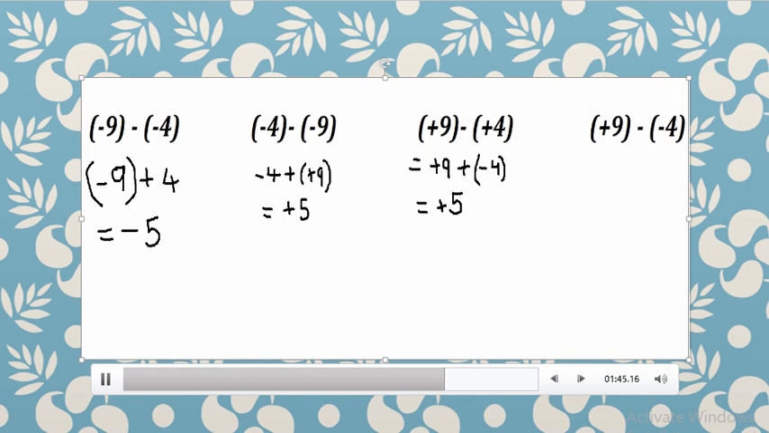Let us see this sum. +9 minus -4. To subtract this, what we are going to do is add the opposite number. The opposite number of -4 is +4. So 9 plus 4 is 13. So the answer that we get is +13.